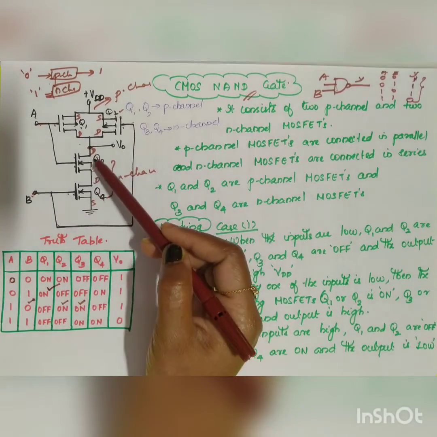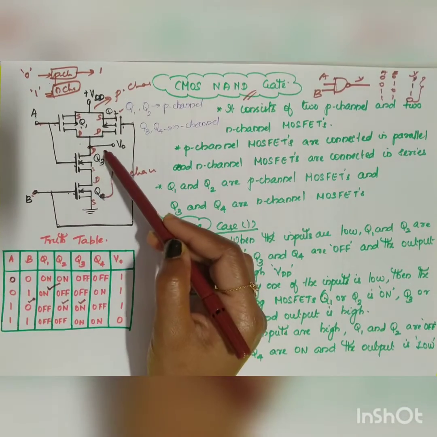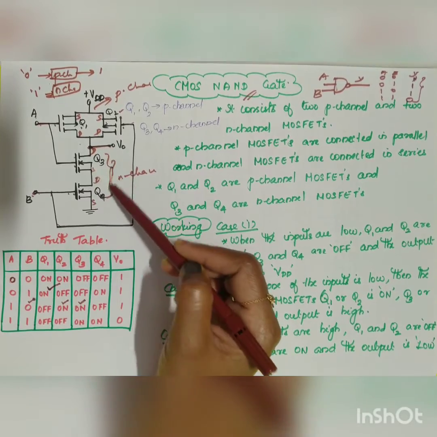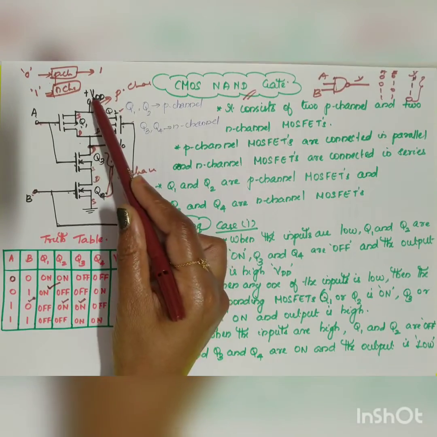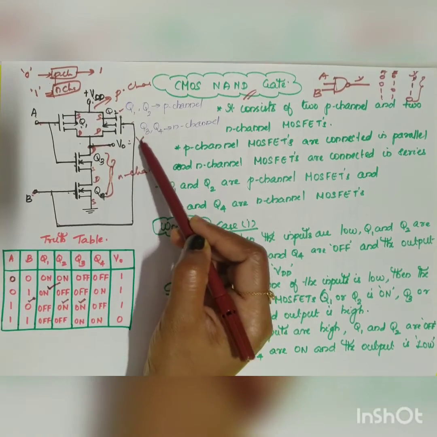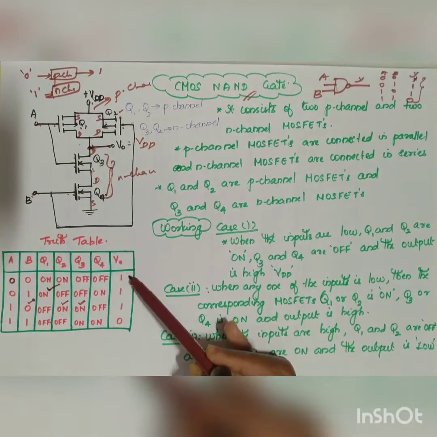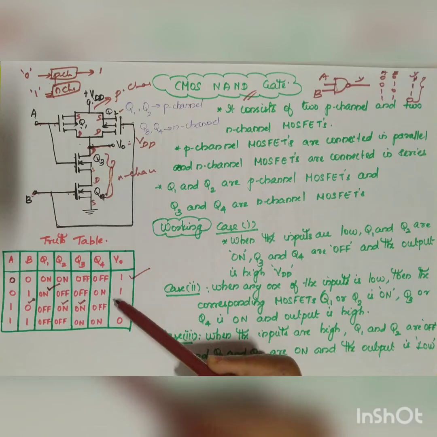Now when your Q3 and Q4 are in the off condition, what will happen to your output? This will be open. This will be closed. So all the VDD will come here. V0 will be equal to VDD. That is the reason why you are getting it as high. Let us take the next condition.